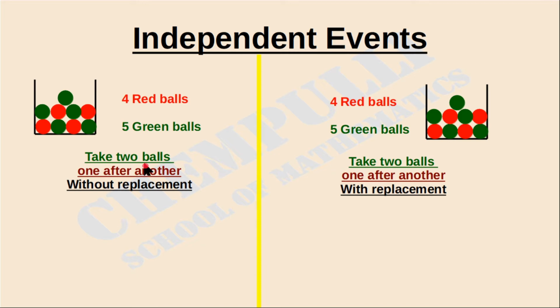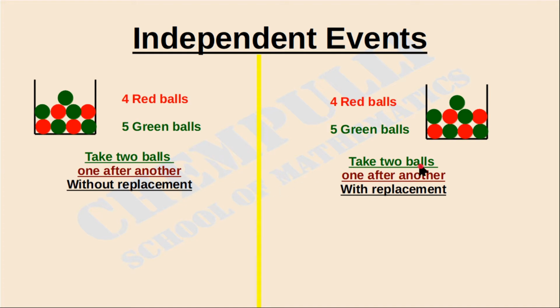Here, in the first case, take 2 balls one after another without replacement. We are going to take 2 balls one after another. That means there are 2 draws. That is the first draw. After the first draw, we are not replacing that ball. That is without replacement.